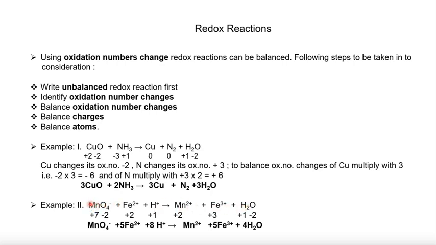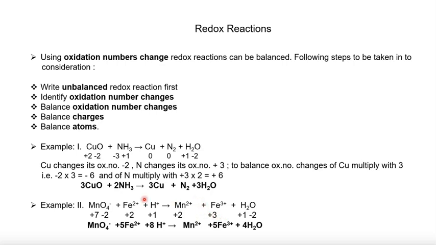The changes in oxidation number: manganese is +7 here, and here it is then +2. So there is a change of -5 in this oxidation number. Okay, we go for iron: it's +2 for iron here, and +3 for iron there. So there is a change of +1.